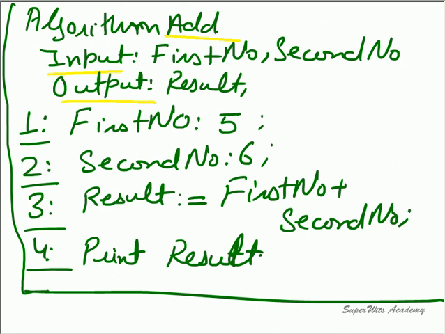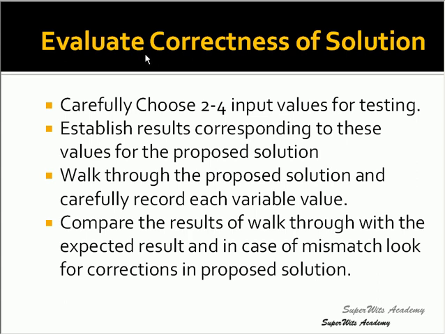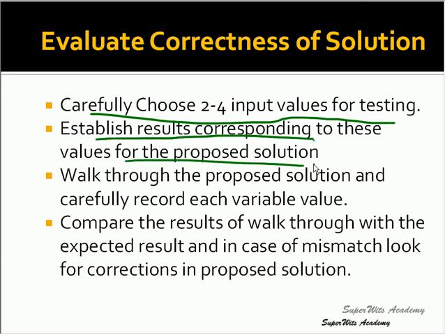Now next, if we move towards how to evaluate it. Evaluation is very important for your process. You need to carefully choose 2 or 3 input values for testing, then establish results corresponding to these values for the proposed solution, and walk through the process of the proposed solution and carefully record each variable value.